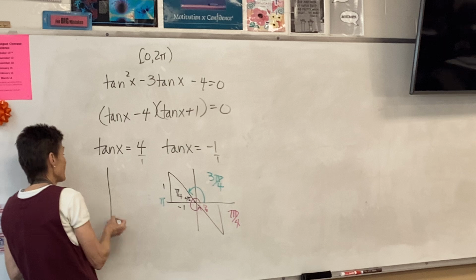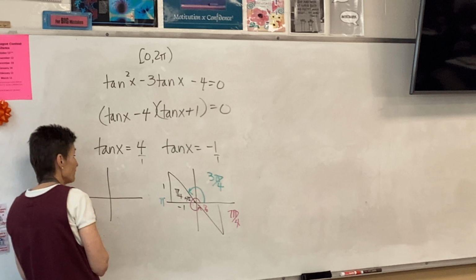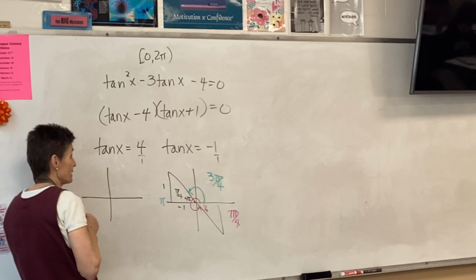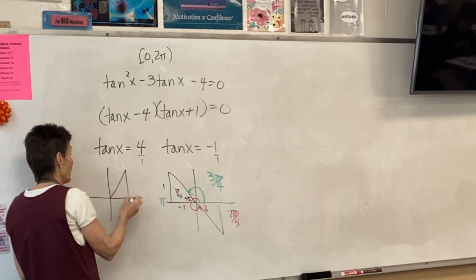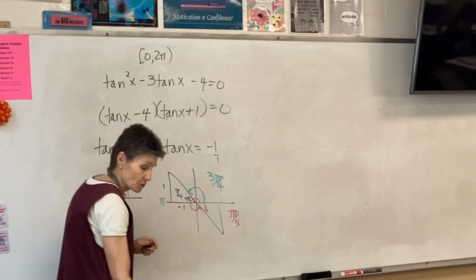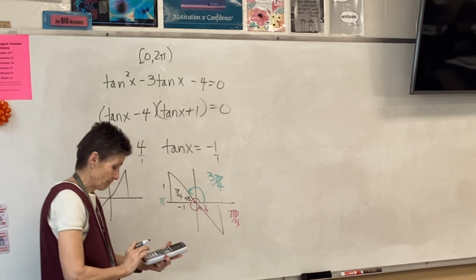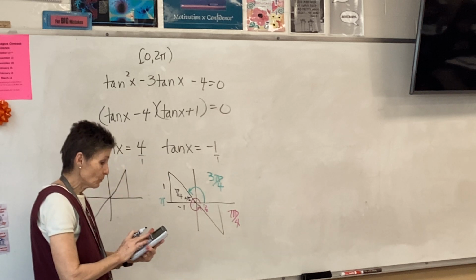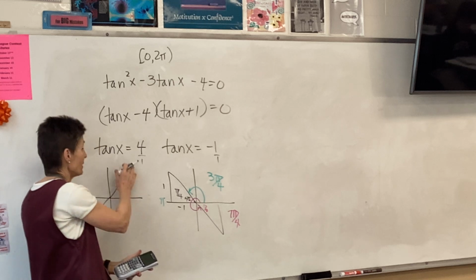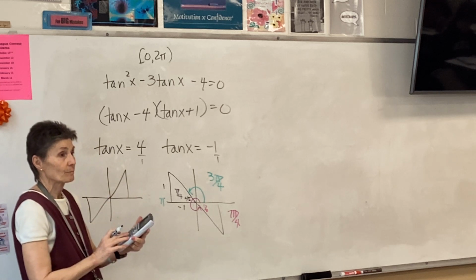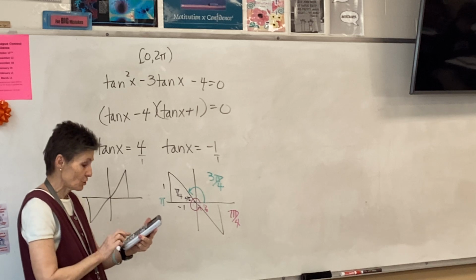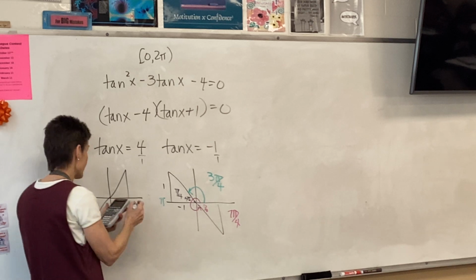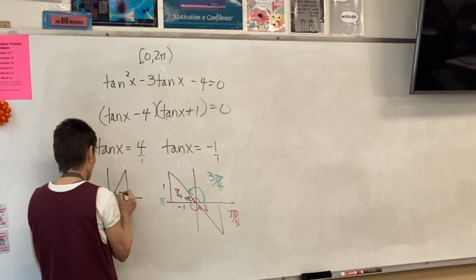But before I go to the calculator, I have to figure out where my answers will be, because the calculator will only give me one answer. It's going to be in quadrant 1 or 3. So I'm going to my calculator, make sure it's set in radians, and then what do I type in? Second, inverse tangent of 4, and it says 1.326.